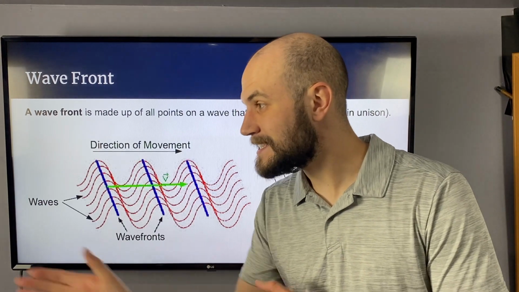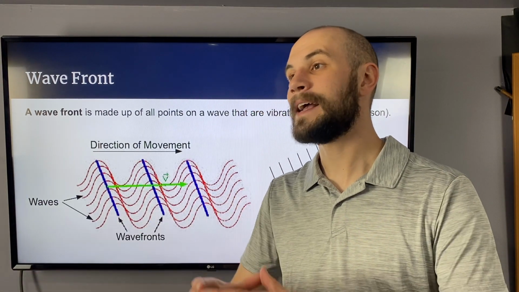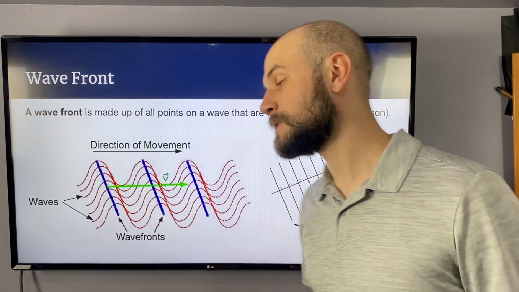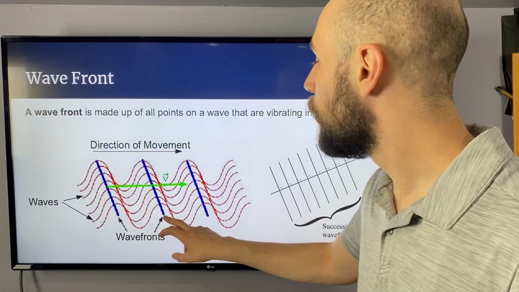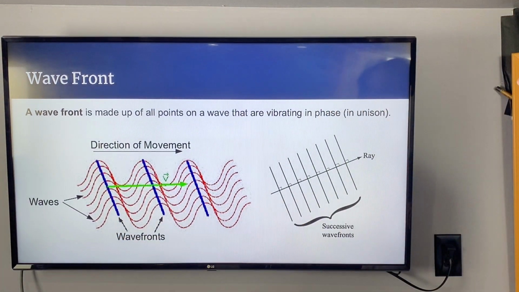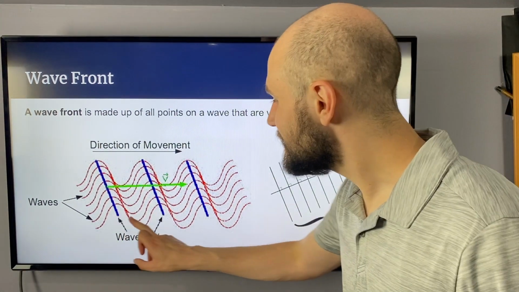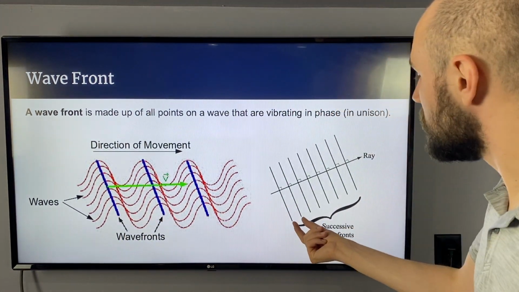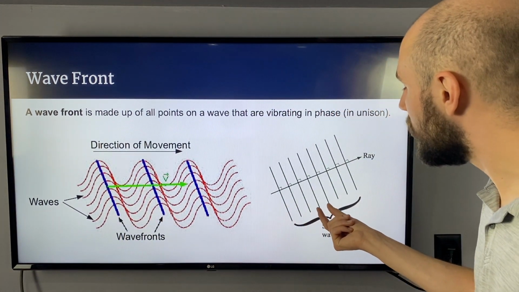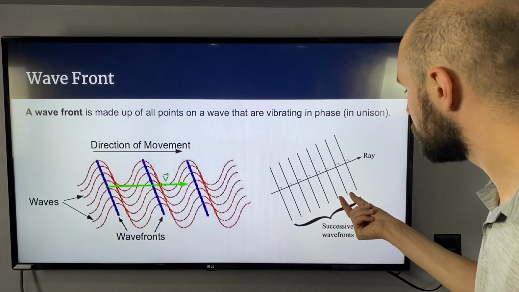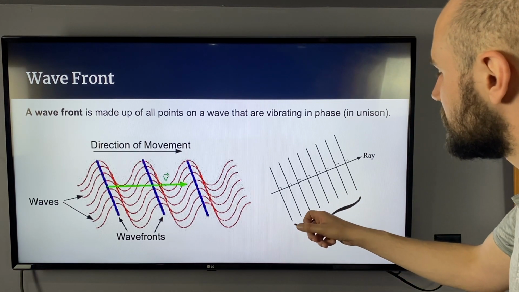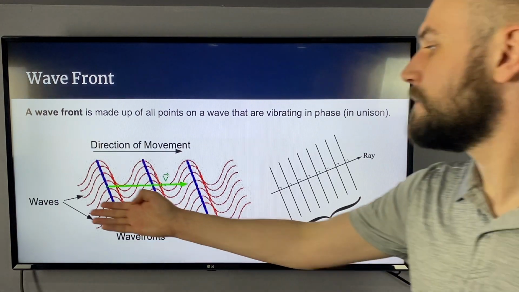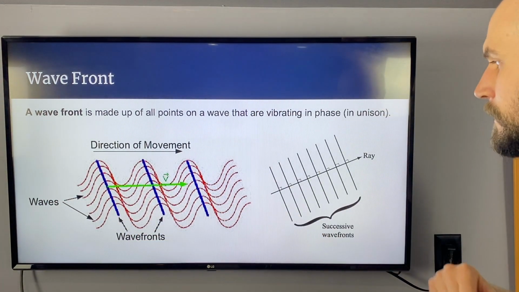I could pick any singular wave, but if I want to track how all of those waves are moving outwards from that point, wave fronts are a useful tool for us. The distance between any two wave fronts is always going to be the wavelength of the wave, okay? These are the successive wave fronts. The wave is propagating in this direction.